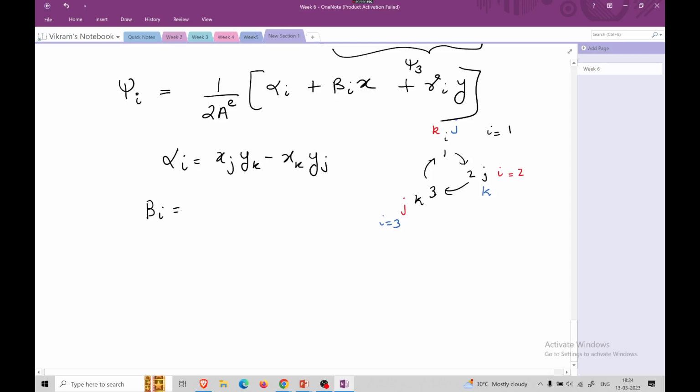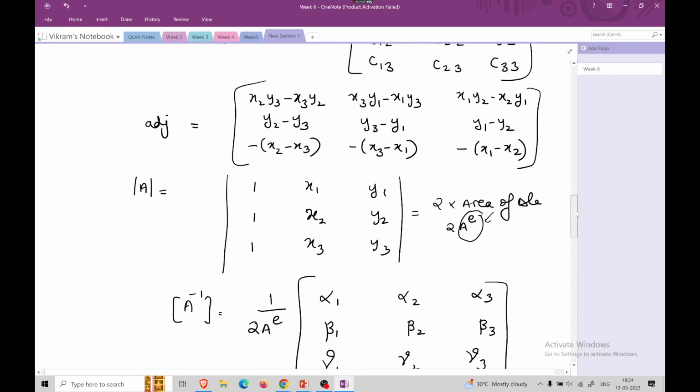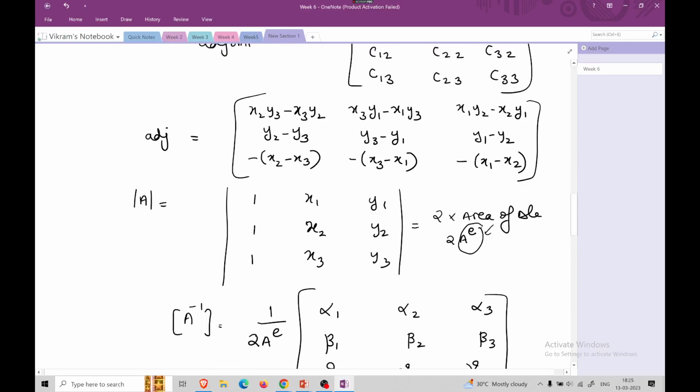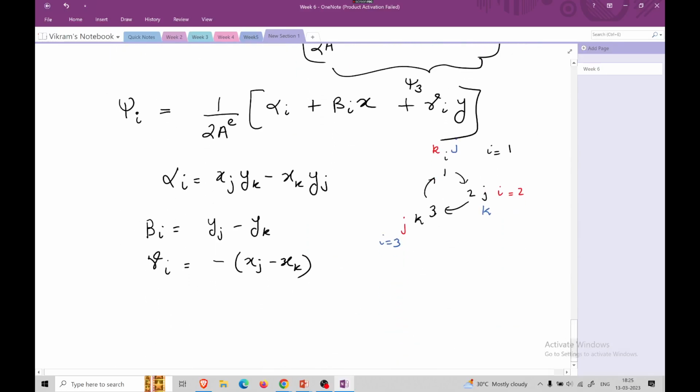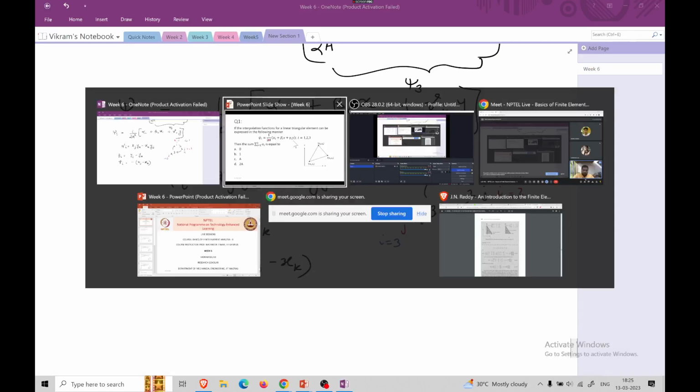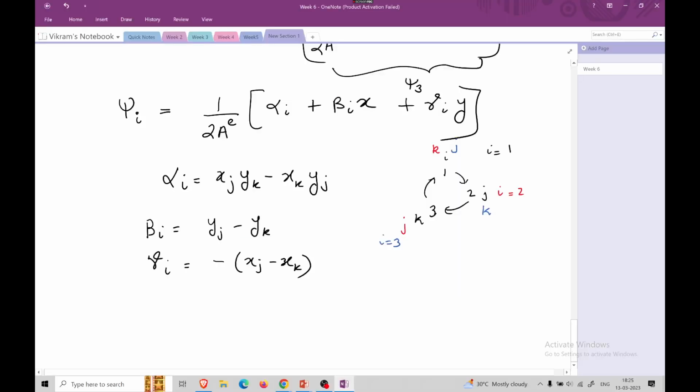Similarly beta I can write as yj minus yk, and gamma I can write as minus of (xj minus xk). So this entire formula I am just generalizing. Whatever we wrote here, I have generalized. So like this we have achieved it now. This is what our question is also: alpha I plus beta I x plus gamma I y. So what is the sum of alpha I, is the question.